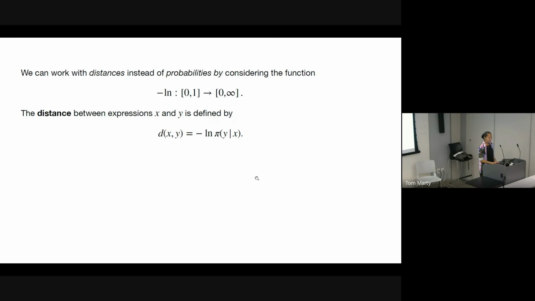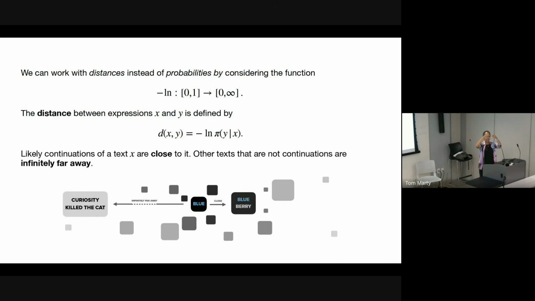So what you can do is think of now applying negative log to each of your probabilities. So instead of having a number between 0 and 1, I'm going to get a number between 0 and infinity included. What this allows me to do now is instead of thinking of a string labeled by a probability, I now think of distances between strings. And under this, strings that are likely continuations of other strings are close by. And those that are not contained at all are infinitely far away.